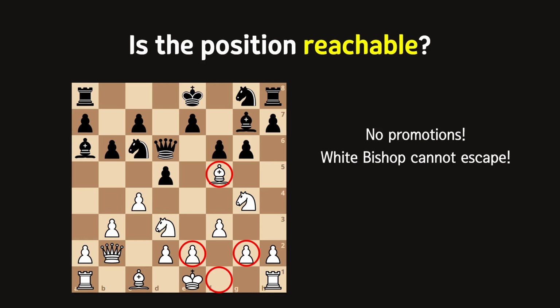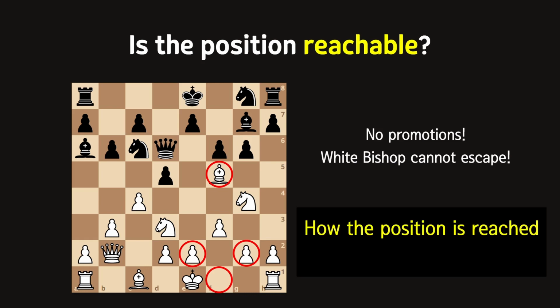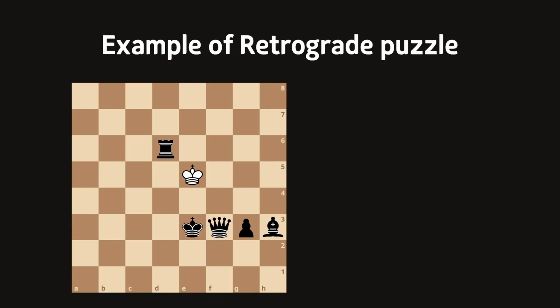So from now on, we'll consider how the position is reached. And these puzzles are called retrograde chess puzzles. Here is one famous example of a retrograde chess puzzle. You can find this one on Wikipedia.